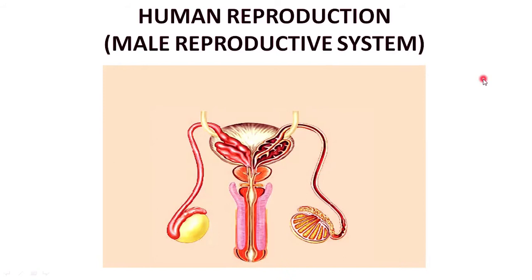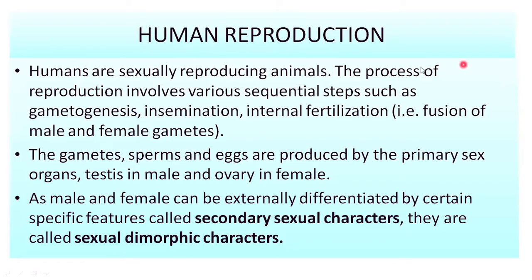Today we are going to see the lesson Reproduction in Higher and Lower Animals. And in that lesson we are going to learn about the topic Human Reproduction, Male Reproductive System in detail. I am going to explain in this video. Let me see what is meant by human reproduction.